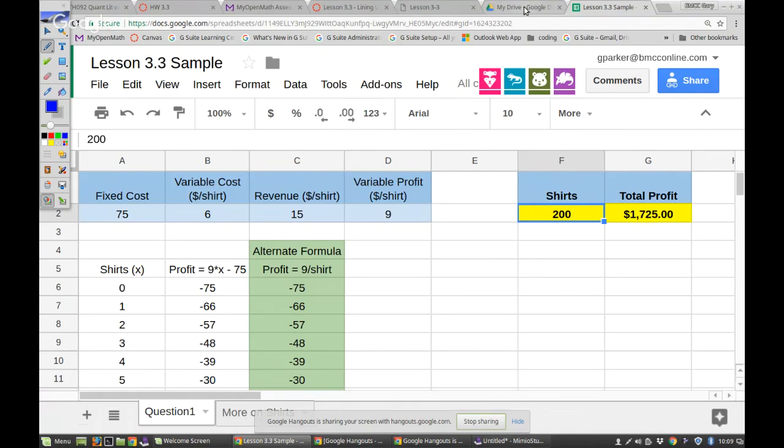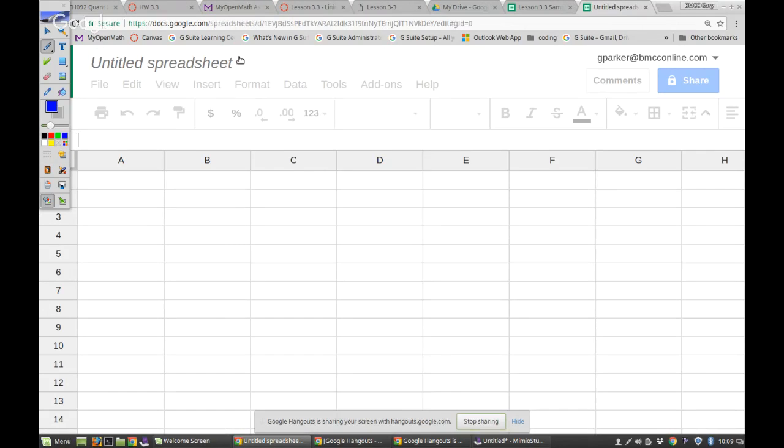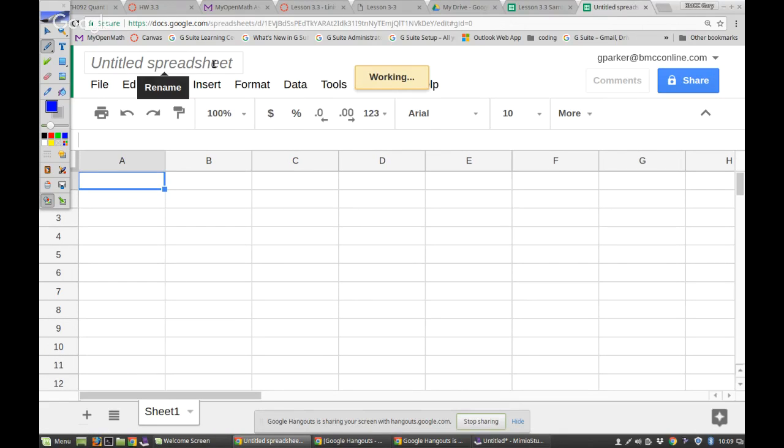So moving on, we're going to do a slightly different problem next. So I'm going to get a new spreadsheet open. And this one is going to be for the latte problem. So take a look at your worksheet on that last page. Let's get the information we need to get this started.